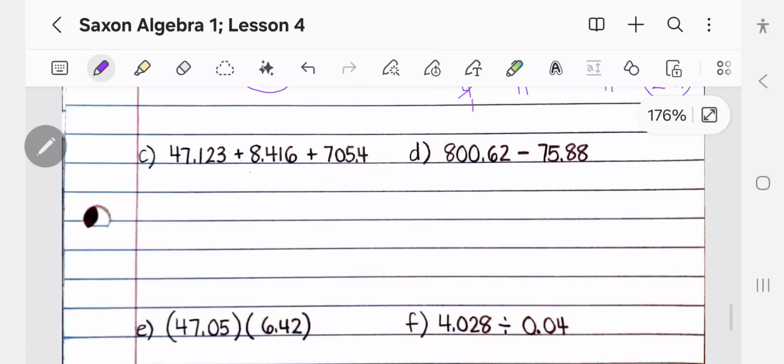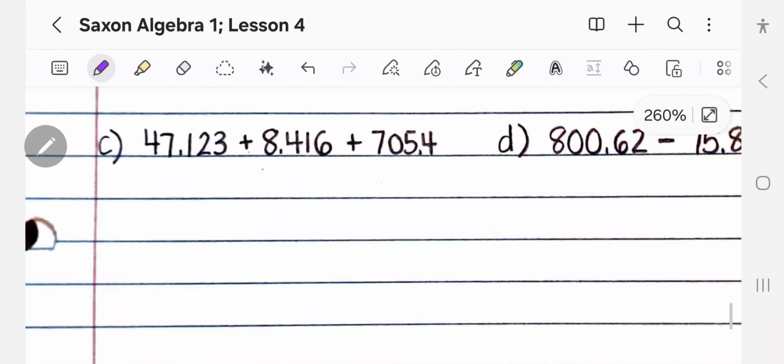Let's look at C. Now we are adding. So when we add or subtract decimals, we're going to think about money, right? So I'm going to line these decimals up. 8.416. And this one is 705. So I need the 7, the 0, and the 5 lined up like that. That's like $705, right? And I've got my decimals lined up. I'm going to add those together. These are zeros under here.